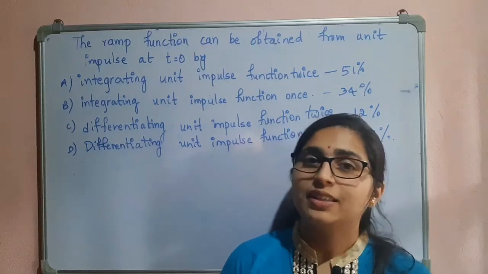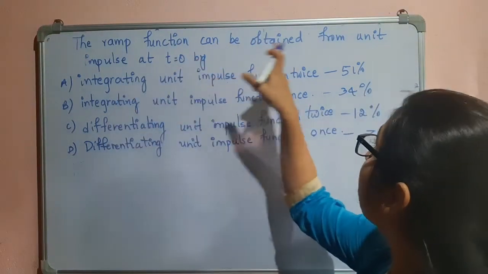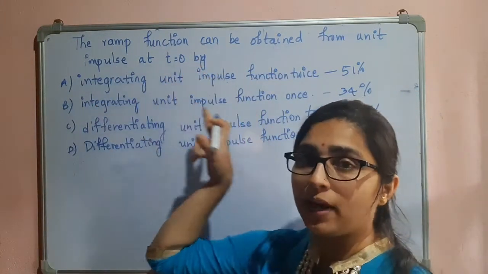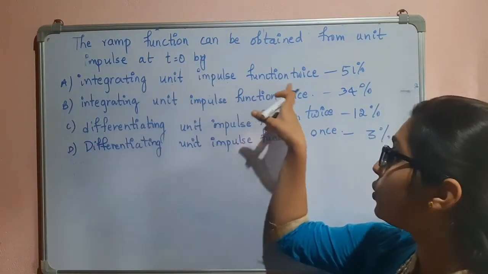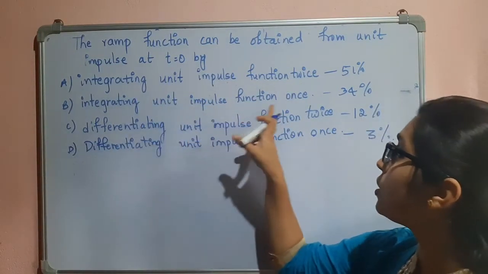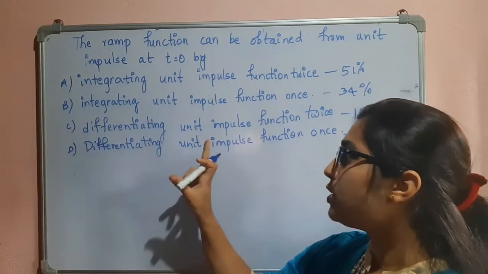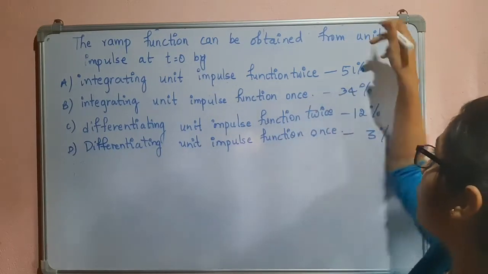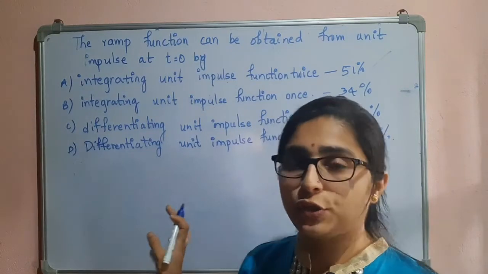Hello everyone, in this video let us see this quiz question. The ramp function can be obtained from the unit impulse at t is equal to 0 by, there are 4 options given: integrating unit impulse function twice, integrating unit impulse function once, differentiating unit impulse function twice, differentiating unit impulse function once. And 51% of the students have given the right answer. And let us see the solution for this.